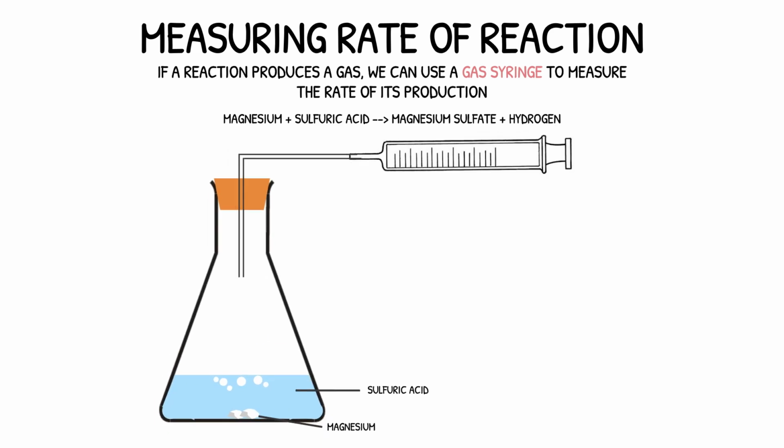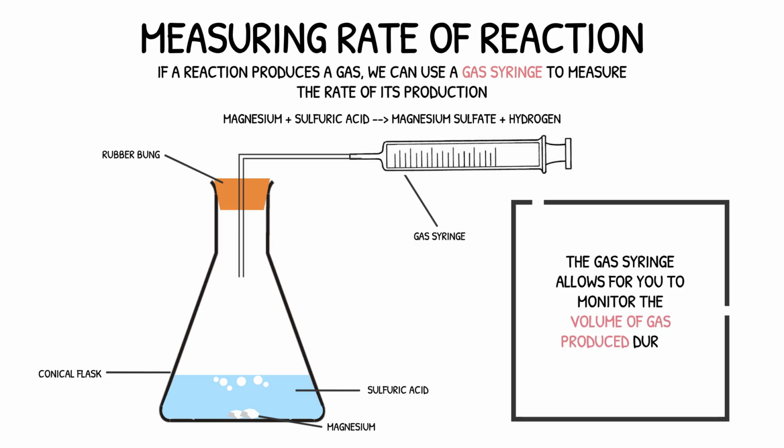To achieve accurate results, it's important that the system is closed to prevent any gas from escaping, hence the presence of the rubber bung. The reaction takes place in the conical flask, and the hydrogen gas will rise and move into the gas syringe. The faster the syringe moves, the faster the reaction. Once the syringe stops moving, we know that the reaction has come to an end.